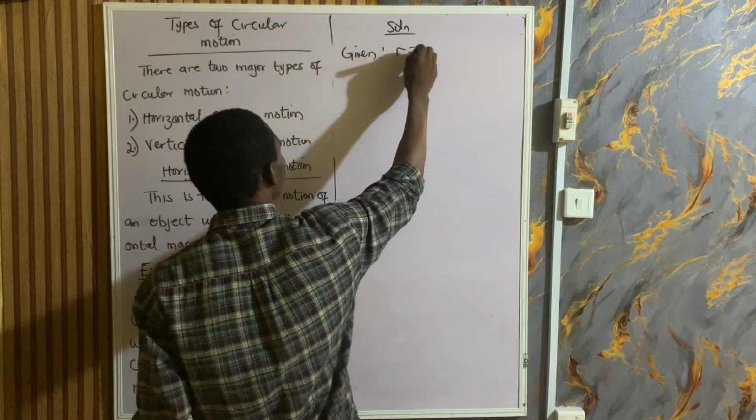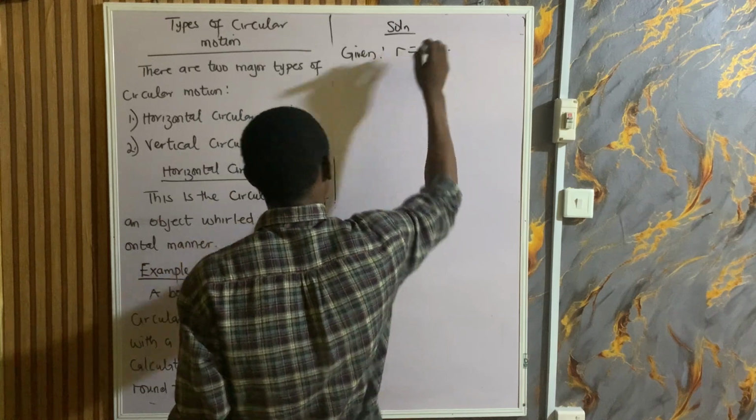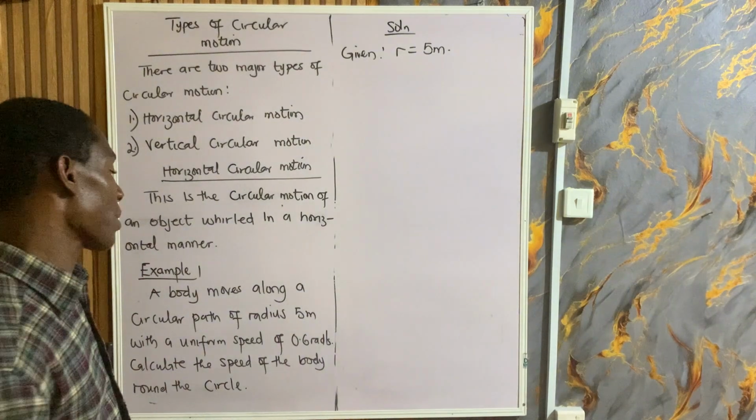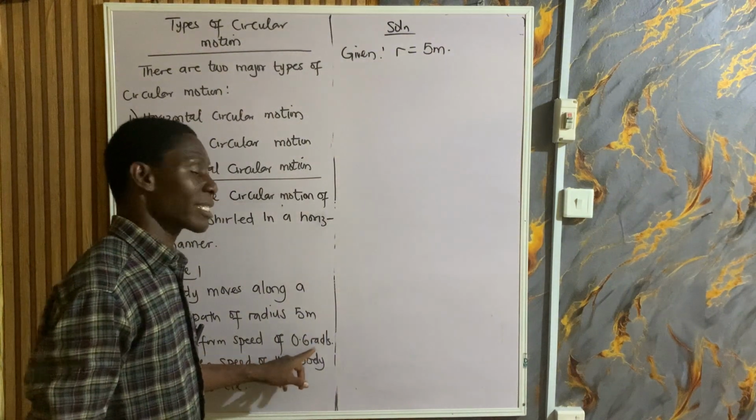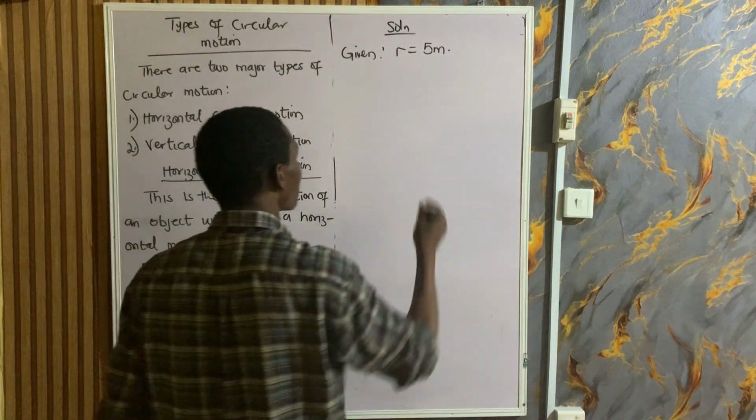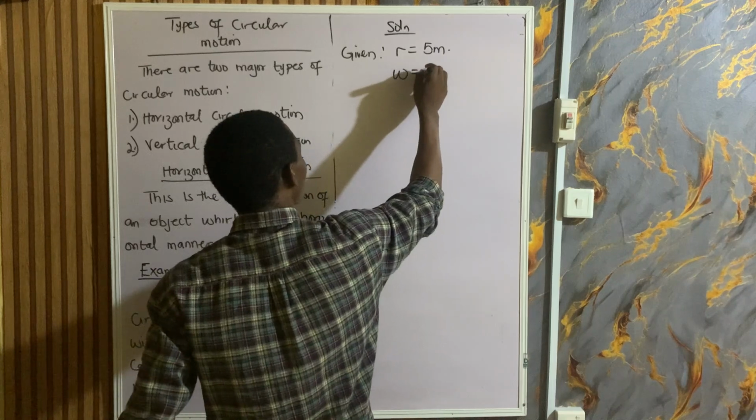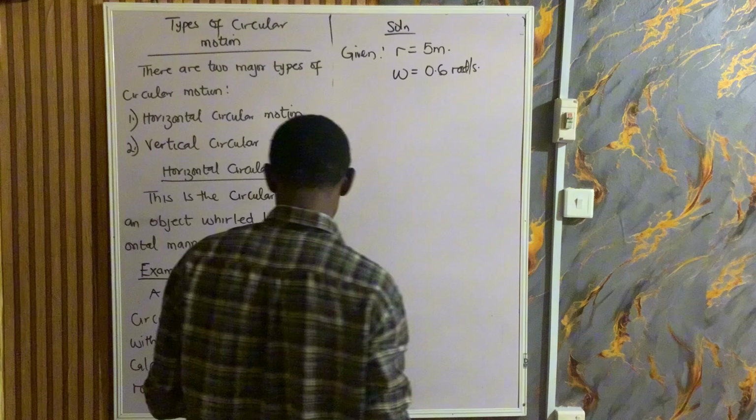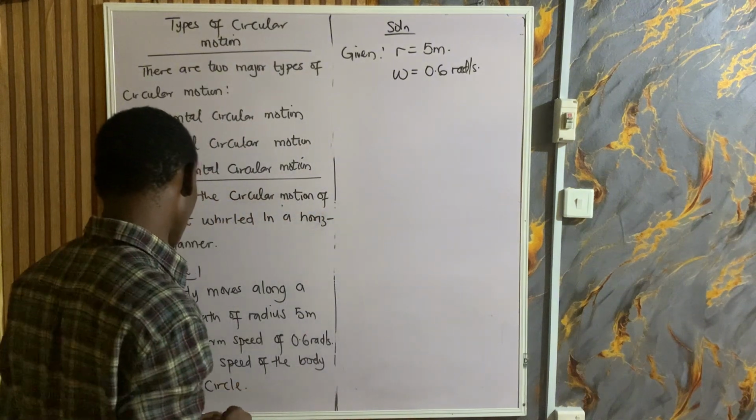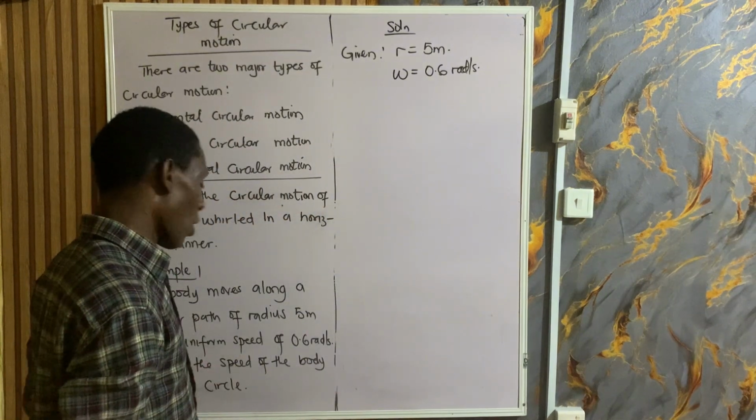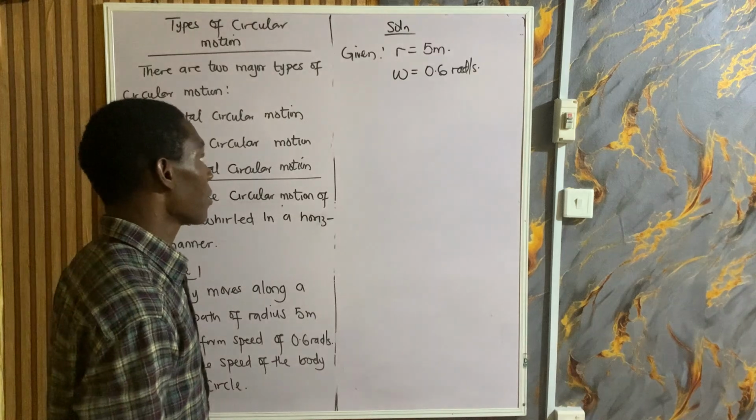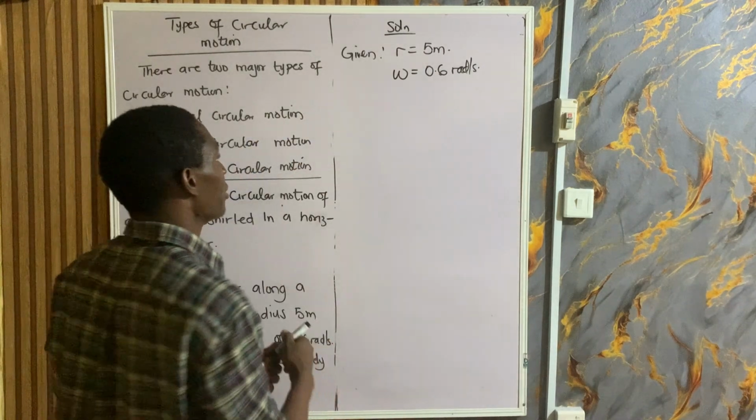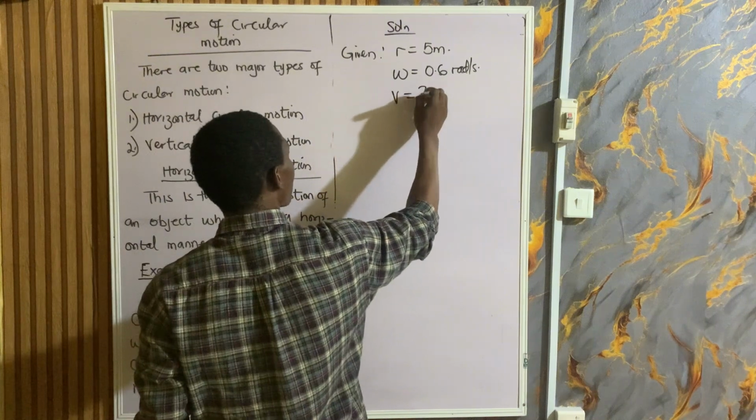We are given the radius, 5 meters, with a uniform speed of 0.6 rad per second. The moment I see this rad per second, I remember that this is angular velocity. So omega is 0.6 rad per second. Now we are asked to obtain the speed of the body around the circle. So what speed are we looking for? Obviously, it cannot be angular speed. We're already given that. It should be the linear speed, v.